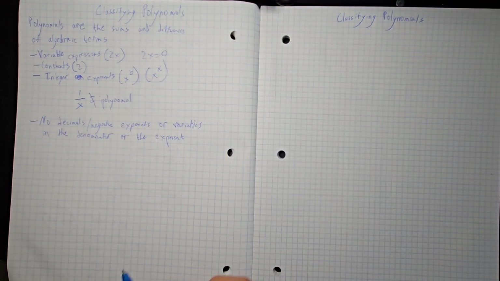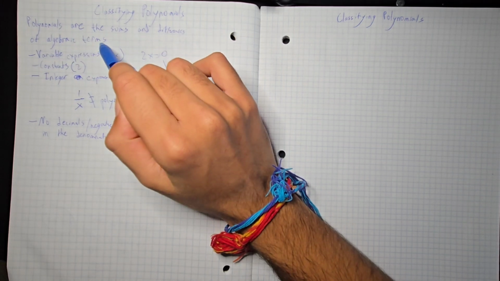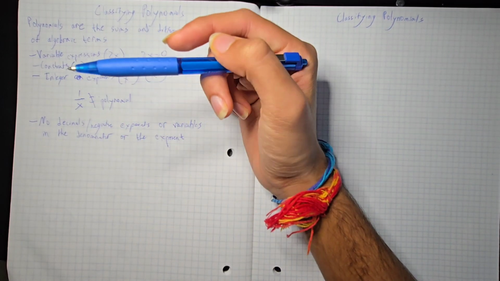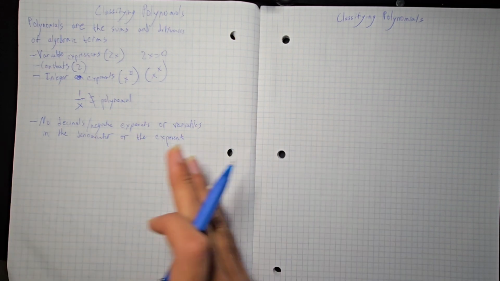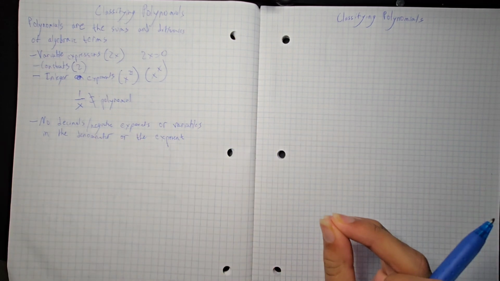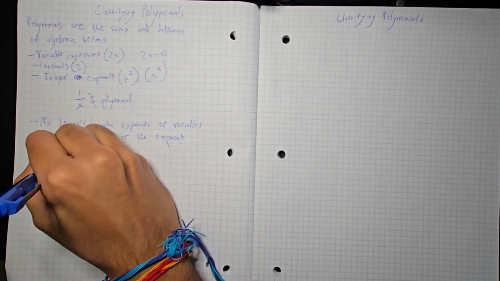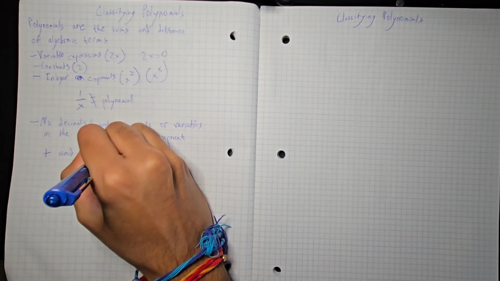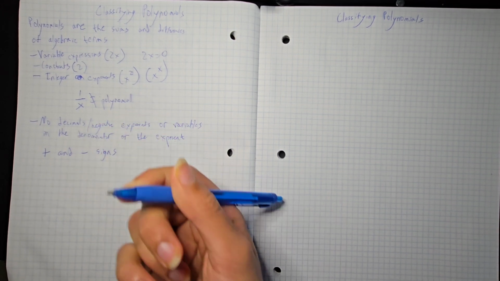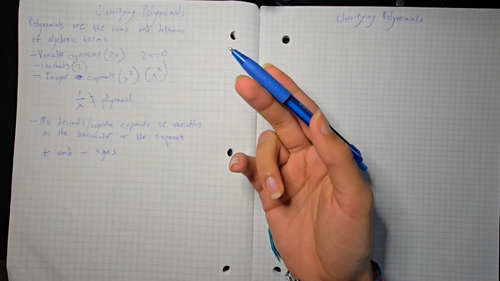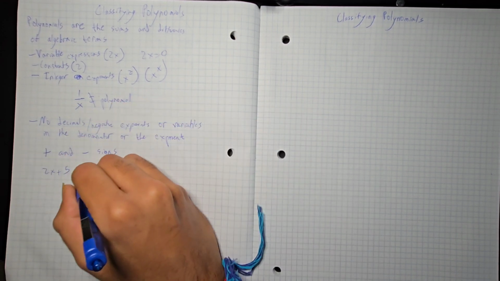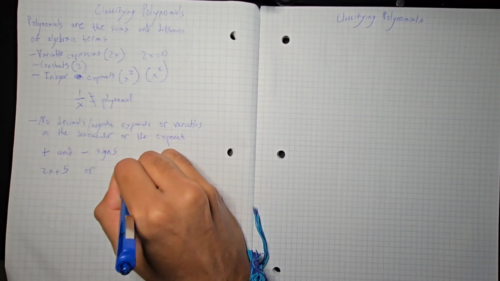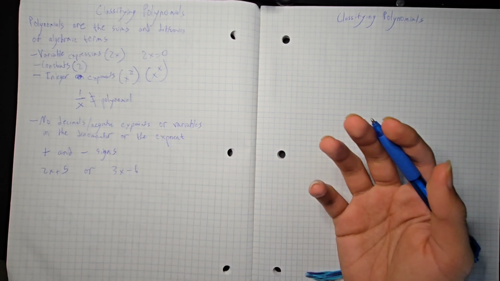So when it says that polynomials are sums and differences of algebraic terms, they have to be separated by something. They can't just be one condensed term. So the way that they're separated is by plus and minus signs. Right? So essentially sum is for plus and difference is for minus. So it'd be like 2x plus 5 or 3x minus 6, just as an example.